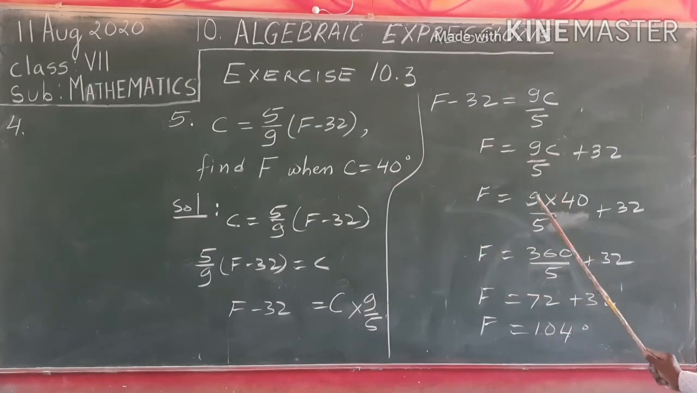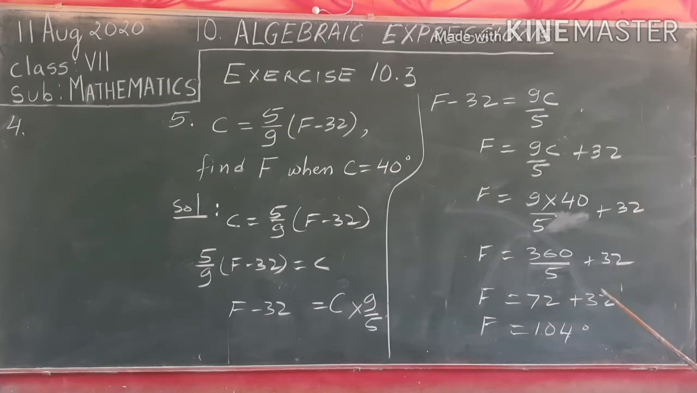40. So 9 into 40 we get 360. 360 when divided by 5 we get 72. 72 plus 32. Now keep on copying the 32. Plus 32 we get 104. So the Fahrenheit temperature will be what? 104.